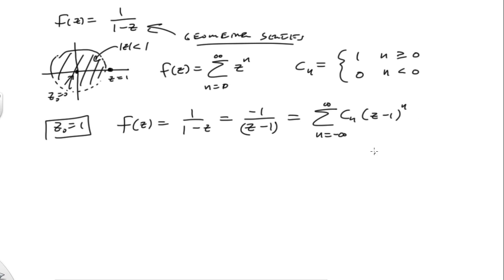What we see in this case then is it would imply that Cn is equal to, just like we've seen before, negative 1 for n equal to negative 1, and 0 else. Again, another trivial Laurent series. Okay, so we could do other examples involving other points to see what we could find, but I'm just going to leave it at that.